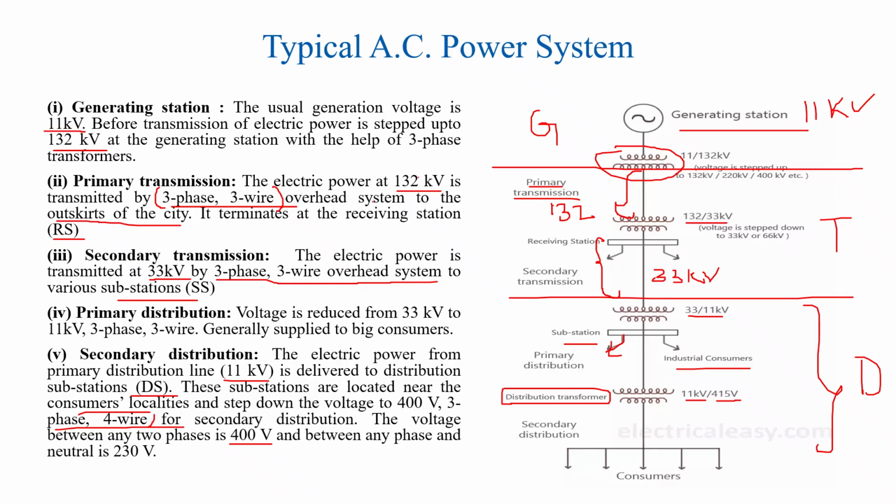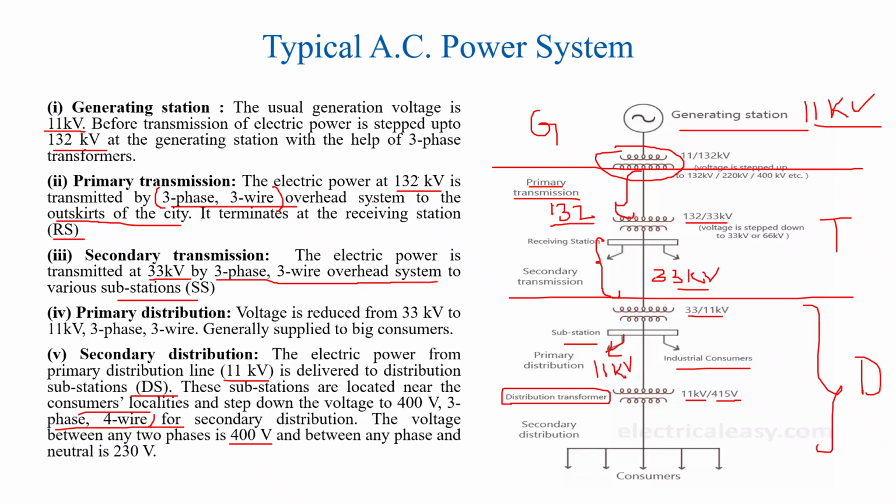So as of now, what we need to know is that the power system consists of 3 processes: generation of power, which is done at 11 kV, and transmission of power, which is done at 132 kV and 33 kV. The primary transmission is at 132 kV, the secondary transmission is at 33 kV, where the power is transmitted from the generating station to the substation. In the substation, the power is stepped down from 33 to 11 kV. So 11 kV is the primary distribution voltage.